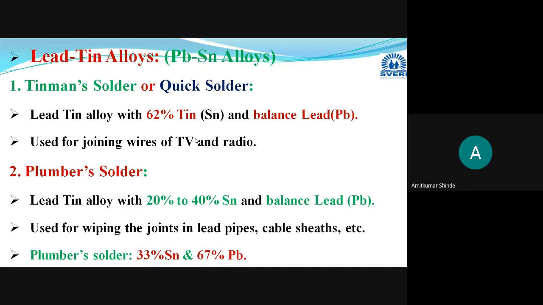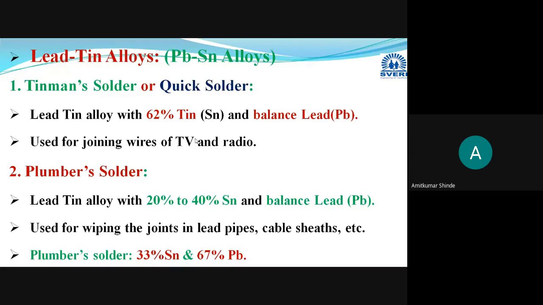It will get joined to the other metal. And what is the difference between soldering and brazing operation? Generally, soldering operation will be performed at lesser temperatures, approximately lesser than 500 degrees Celsius, and brazing operation is performed above 500 degrees Celsius temperature.